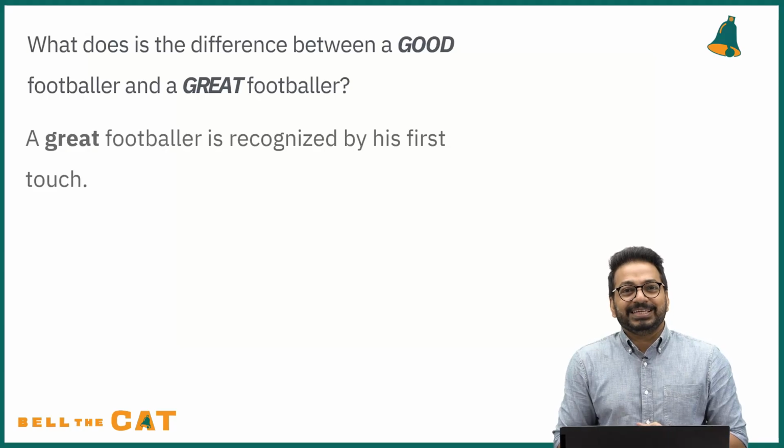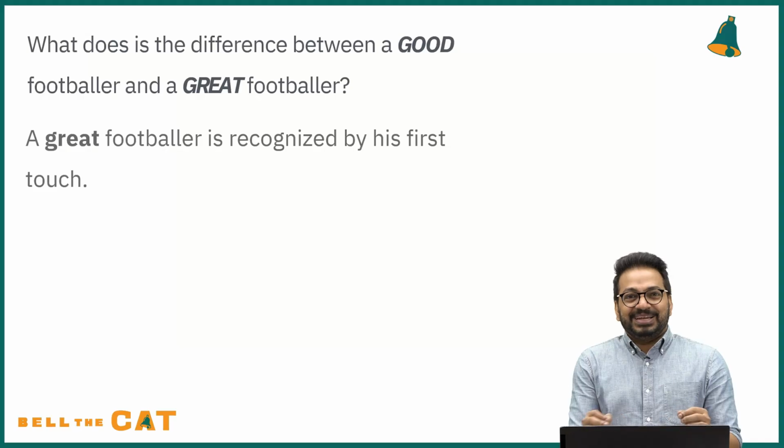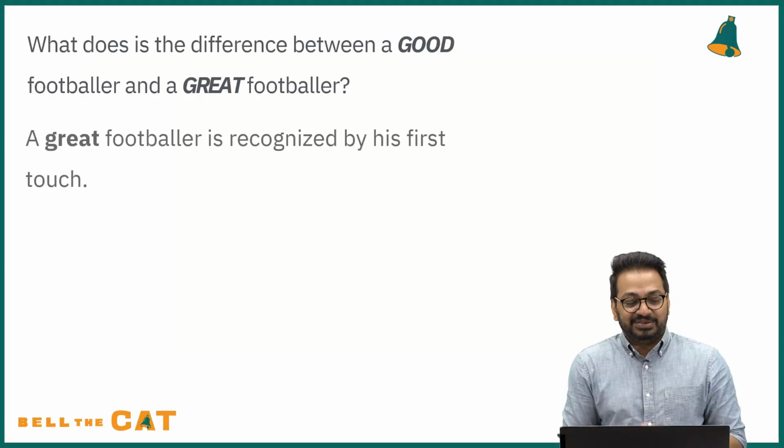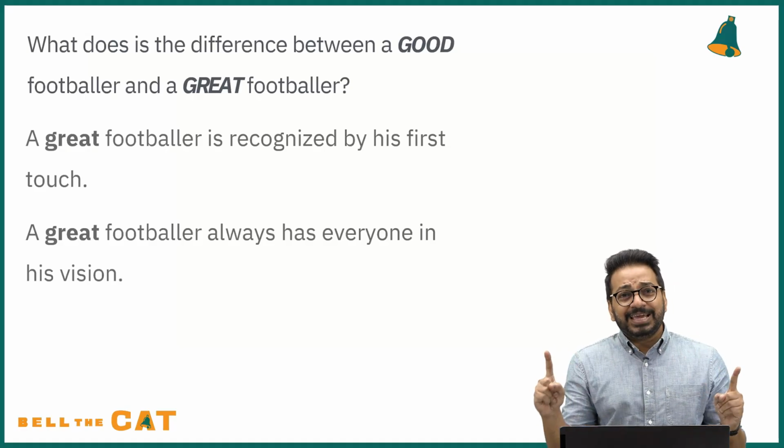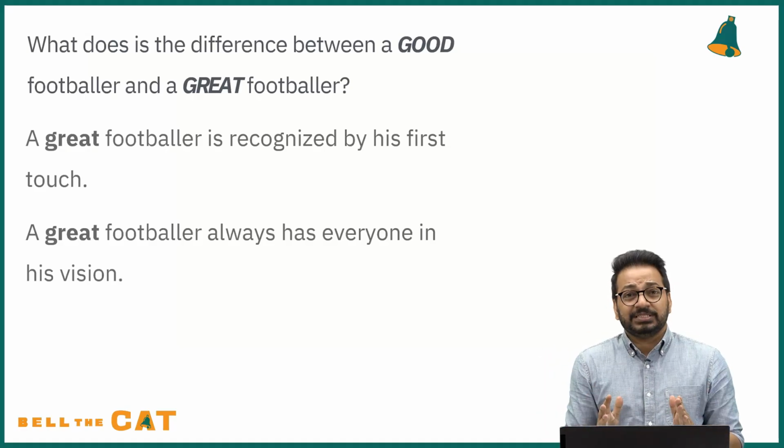In case you want to check out such a goal, maybe just Google on YouTube. You should go find Dennis Bergkamp 1994 World Cup goal. Dennis Bergkamp 1994 goal. Do you see what I mean by first touch? So the first thing is the first touch. The second thing is a great footballer has everyone else in their vision. It's not just them. They know exactly what's happening, right?